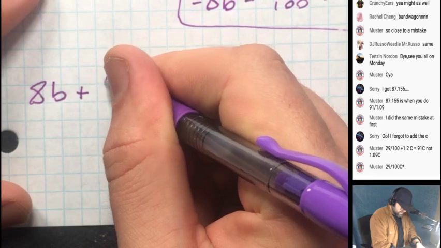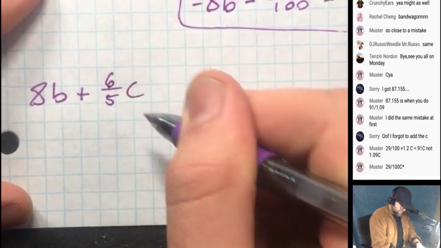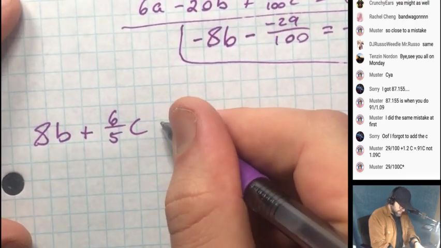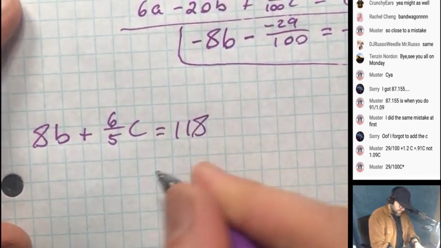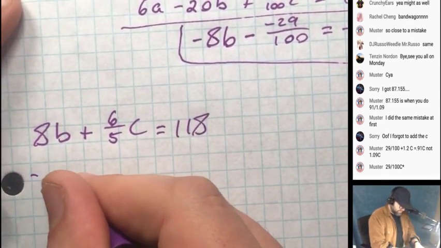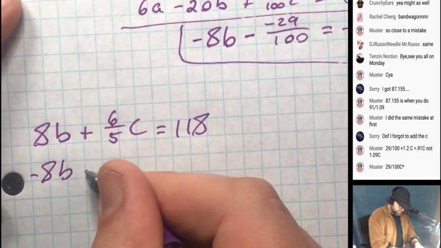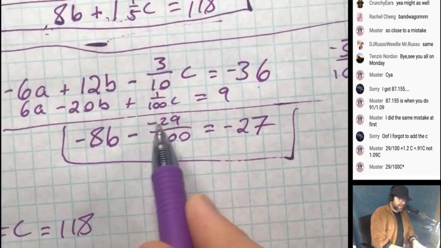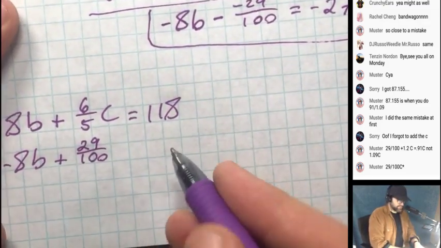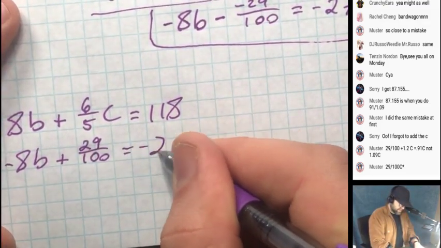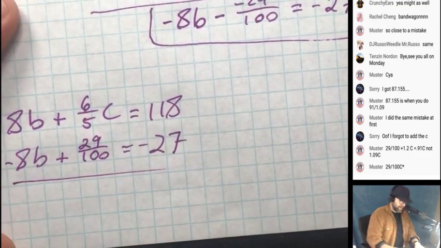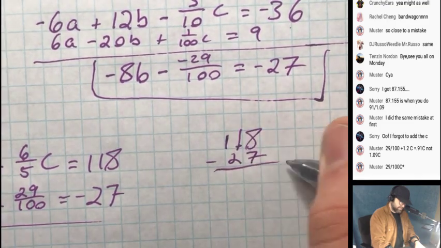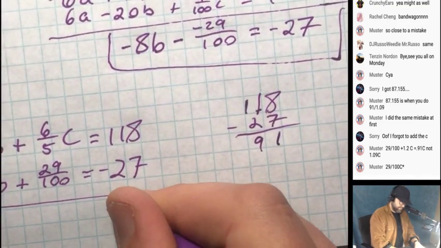I'm going to make this 6 over 5 c rather than 1 and 1/5. So 6 over 5 c equals 118. And the second equation is 29 over 100 c, the positive 29, and that equals negative 27. All right, and now I can just add them together. 118 minus 27, 91.